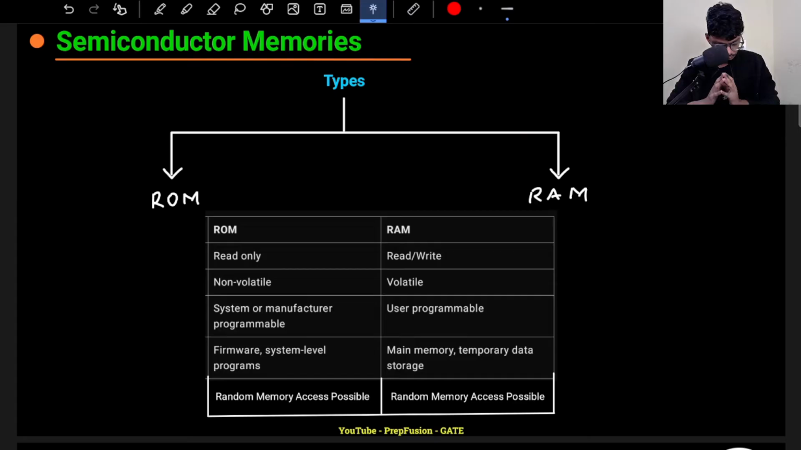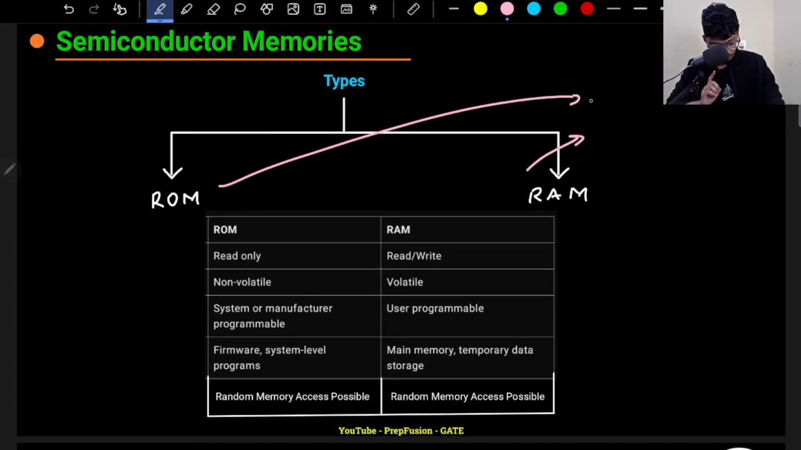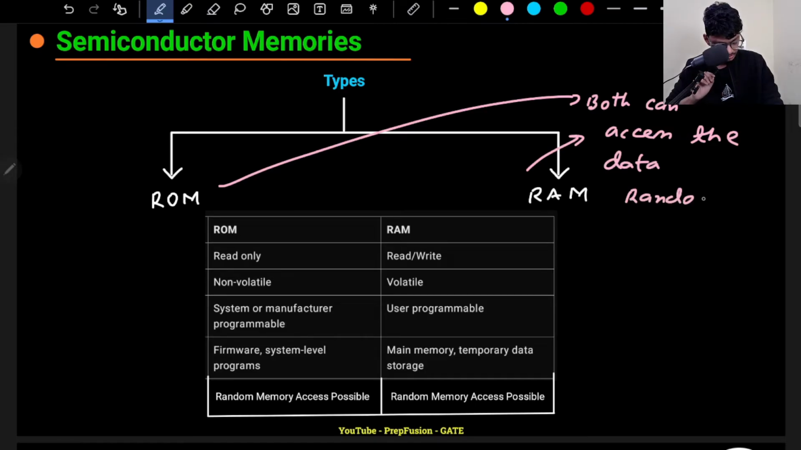So first of all, I will write here: both are random. Both can access the data randomly. I know this is a misconception, but both randomly. First clear this misconception about which can access the data randomly. Both can access the data randomly.